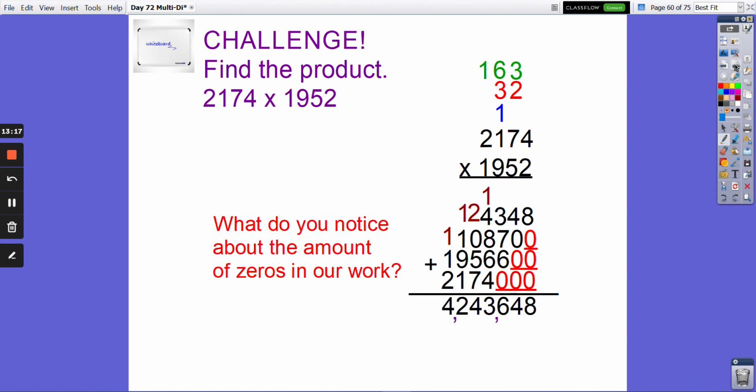Okay, what do you notice about the number of zeros in our work? They keep increasing by 1 each time, right? The first number doesn't start with any, but then we have those place holding zeros adding 1 zero each time.